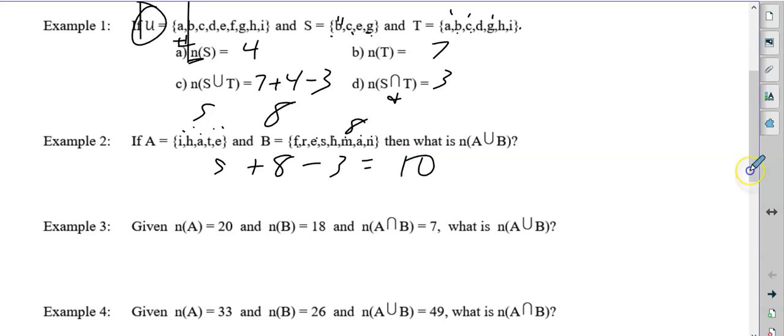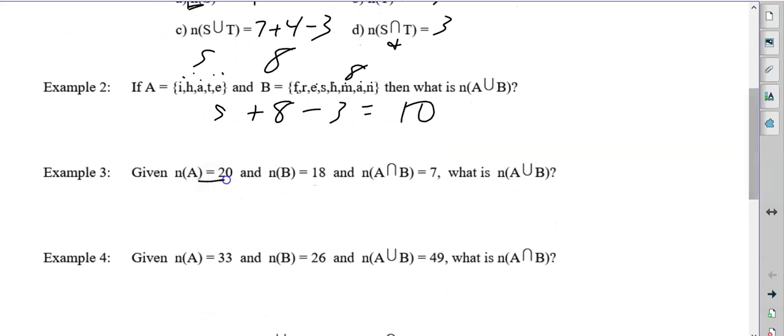One more of the easy ones. So A has 20, B has 18. The overlap is 7. So that's simply 20 plus 18, which is 38, minus 7, which gives us 31. And remember, pay attention, this is asking for the union of A and B.